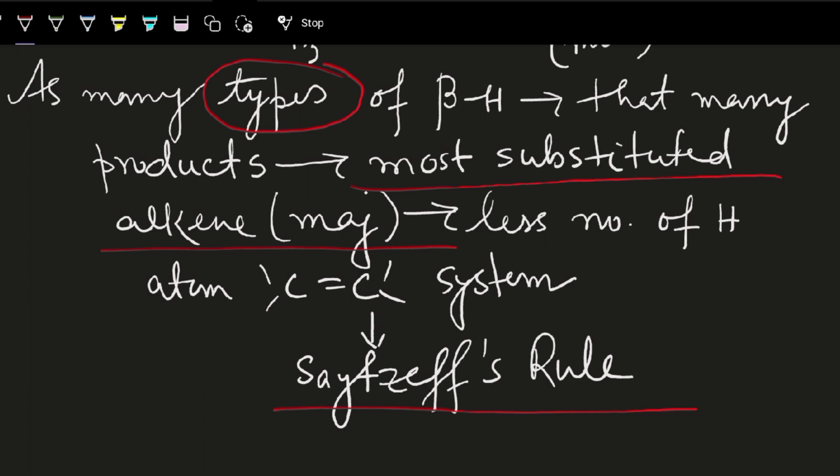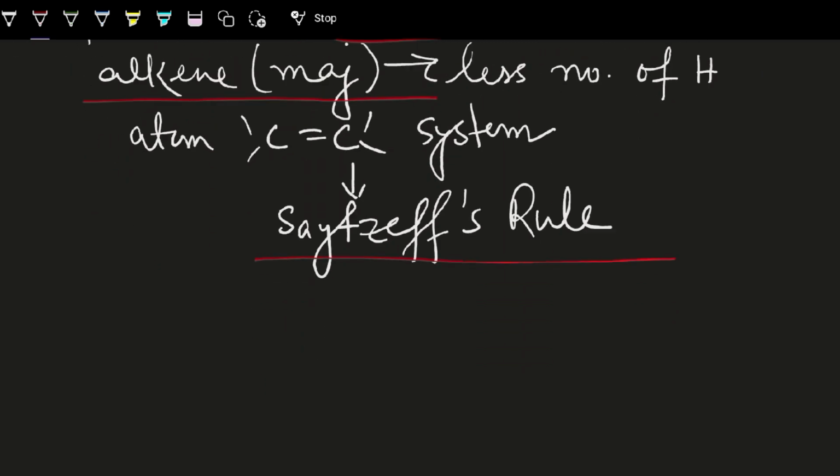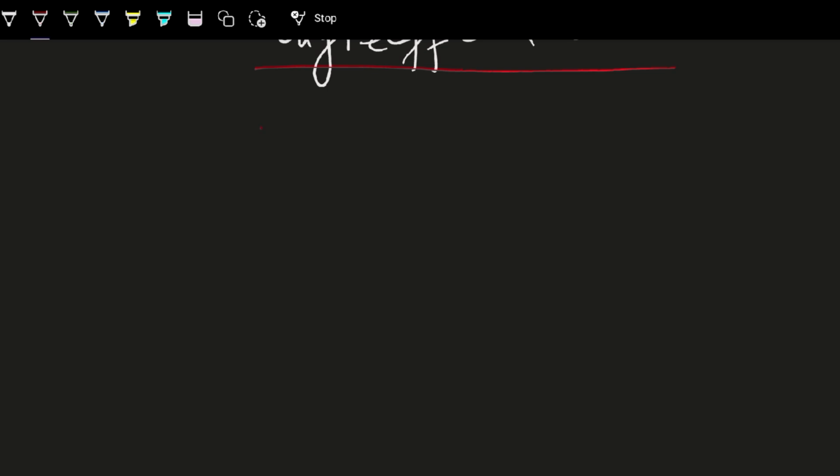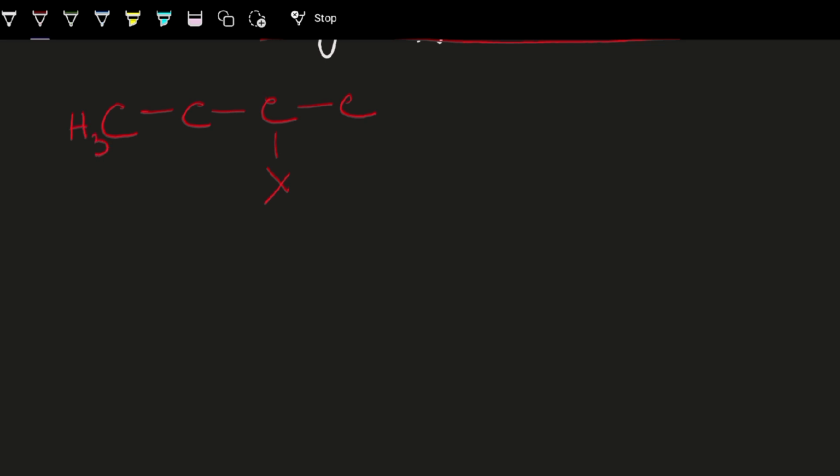So, just now we said that if there are more than one type of beta hydrogen, so as many types of beta hydrogen, that many products will be obtained. So let us see that. Suppose this is carbon halogen and this is a beta, and next to it there is another carbon, and here there is another carbon. That means that both the sides of CX, left hand side and right hand side, are not identical, they are different. So now we fill it up. CH3, CH2, CH, and here a CH3.